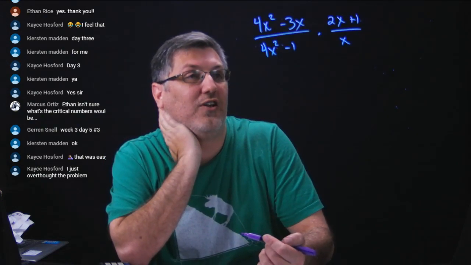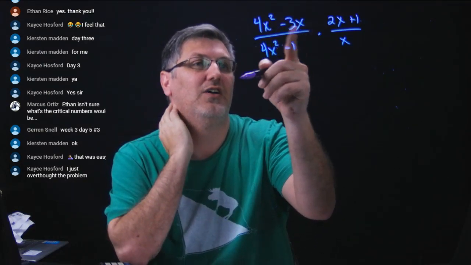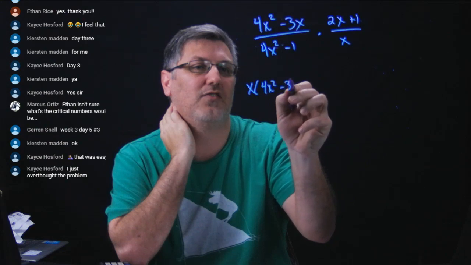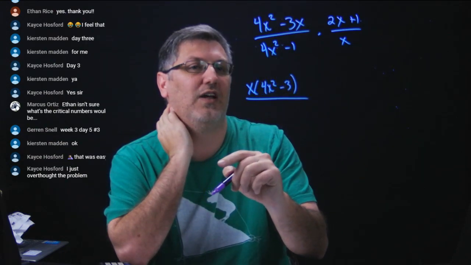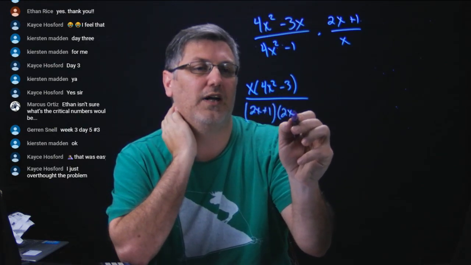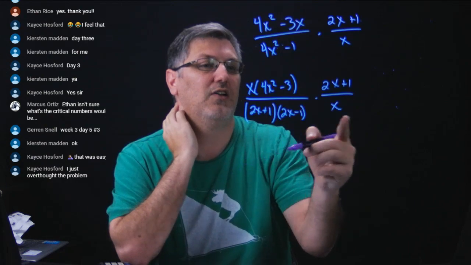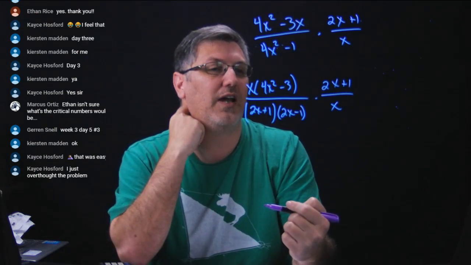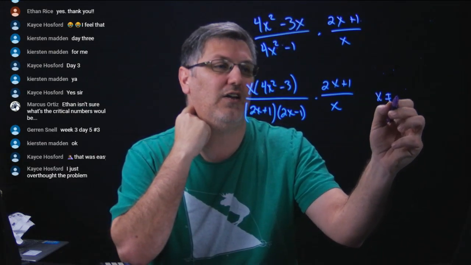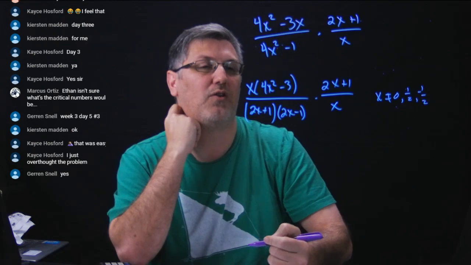Here we go. First thing you need to do with rational functions is factor everything. Factor, factor, factor. This top has a GCF of x, so I take an x out and I have 4x squared minus 3. This bottom is a difference of two squares, which gives me 2x plus 1 and 2x minus 1. We're going to multiply this by 2x plus 1 over x. Now that this is simplified, we can find the numbers that x cannot be by setting each factor not equal to 0, and we get x does not equal 0, 1/2, and negative 1/2. We're going to need that for my domain.